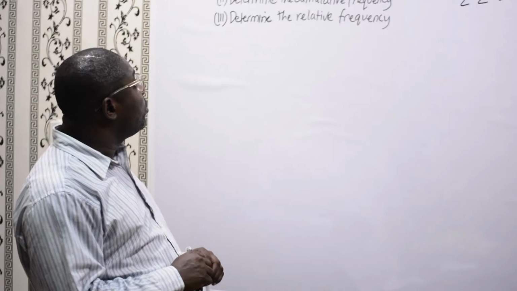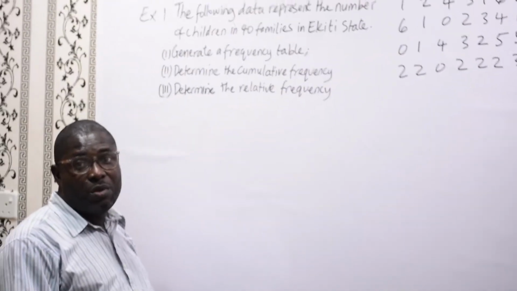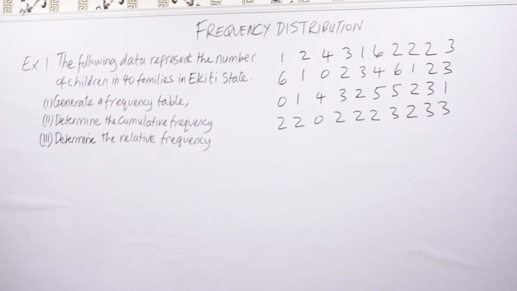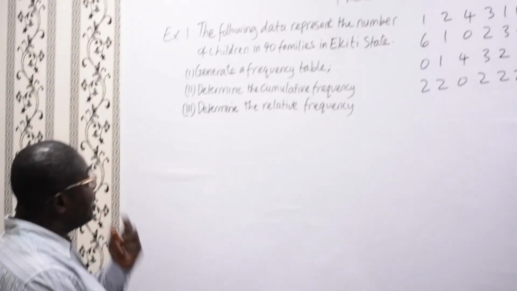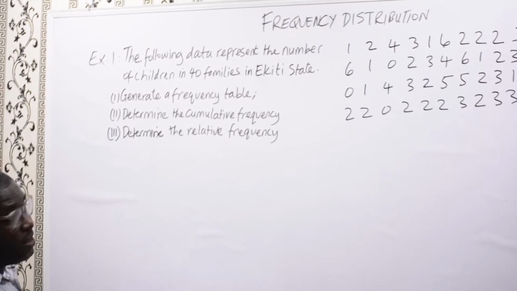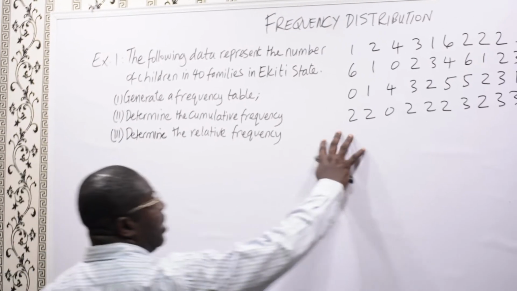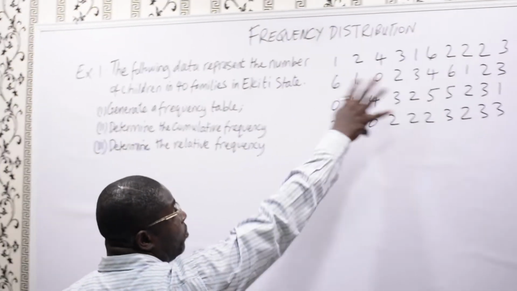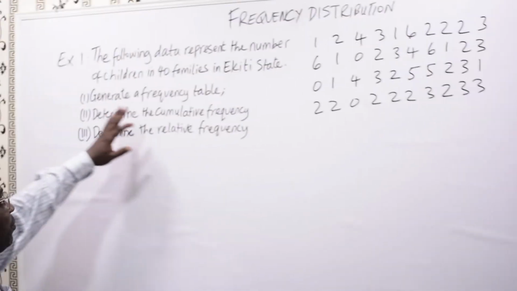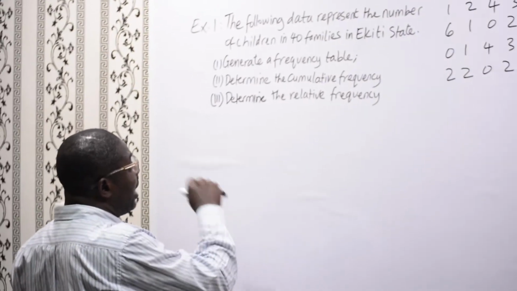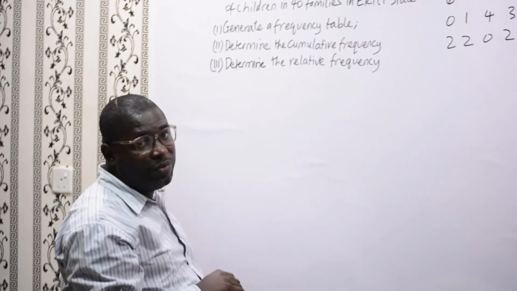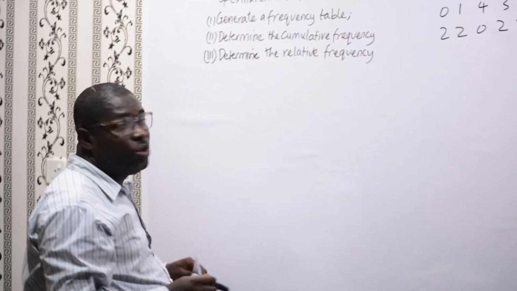Today we're going to look at the first example on frequency distribution. On the board, as you can see, we have a question telling us that the following data represent the number of children in 40 families in Ekiti State, Nigeria. And then we have the array of data representing the number of children in these families. The question is, we are to generate a frequency distribution, determine the cumulative frequency, as well as determine the relative frequency. Let's find the solution to this problem.